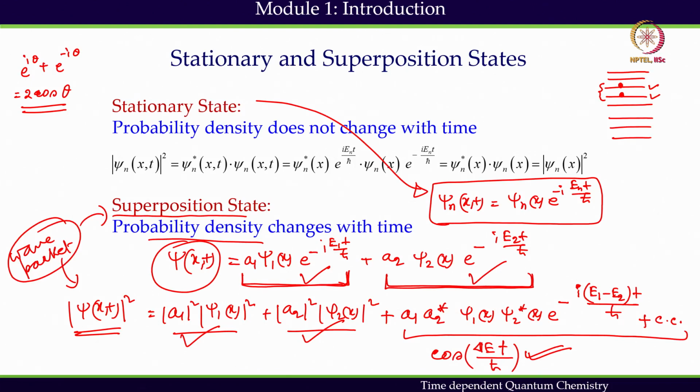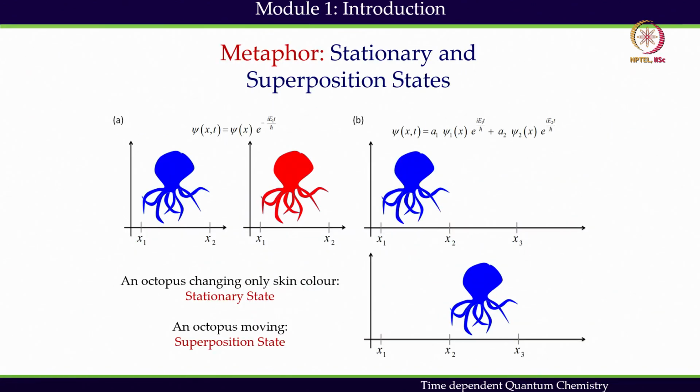What we will do is quickly give a metaphor. This kind of example is not directly related, but we get to understand the meaning of stationary and superposition states in quantum mechanics. We all know that an octopus can change skin color to adapt to its local environment, so that we cannot recognize it, and that's the kind of protecting ability nature has given to the species octopus.